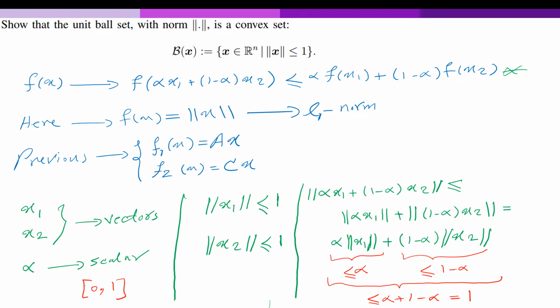Therefore, alpha x1 plus 1 minus alpha x2 exists in the set, so we can say that the set is a convex set. And that's it for this question.